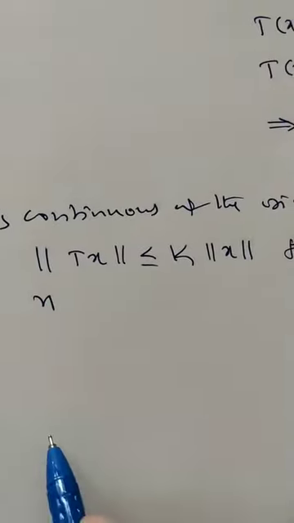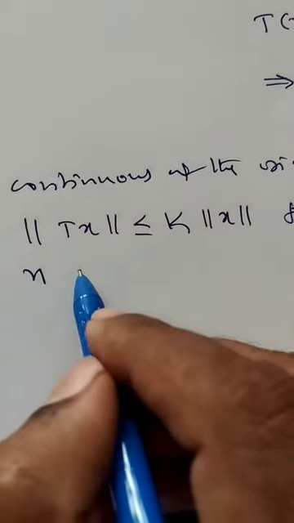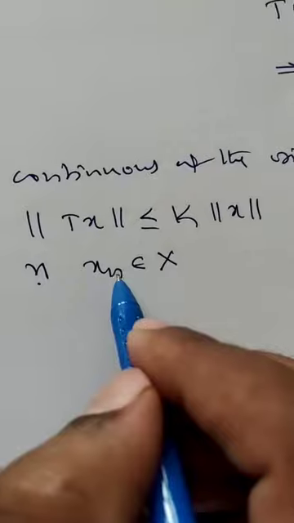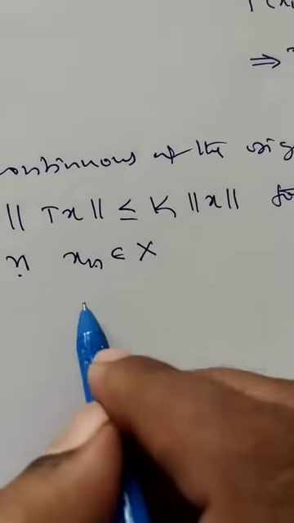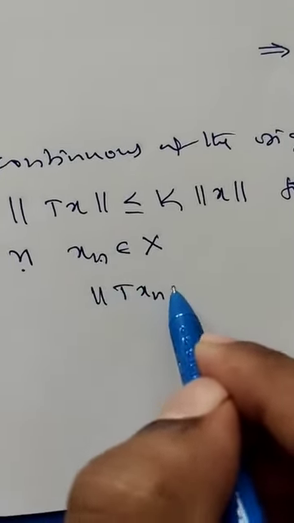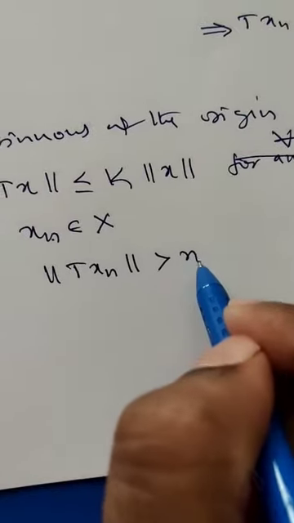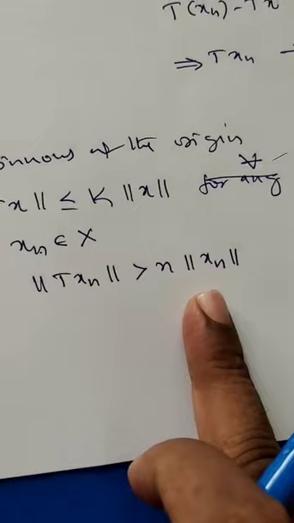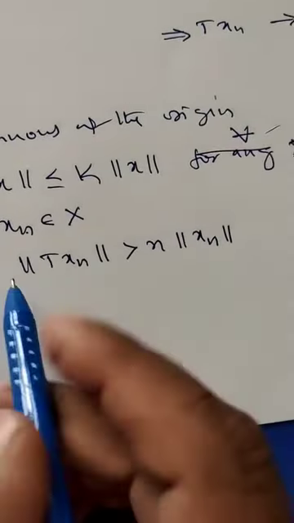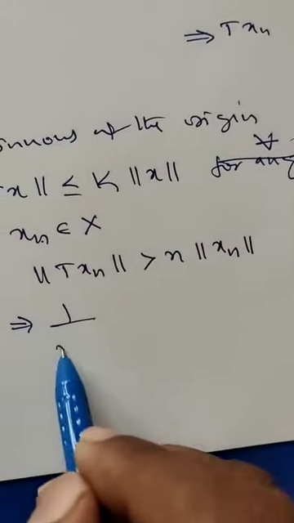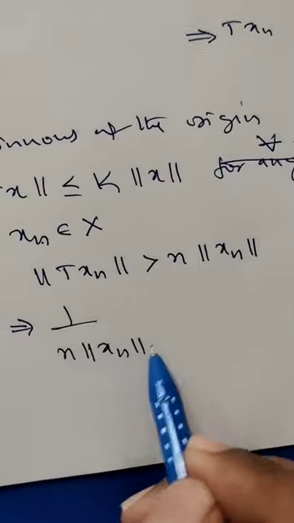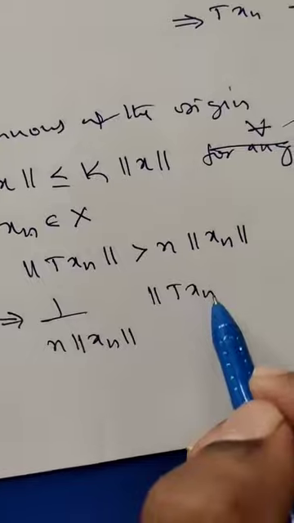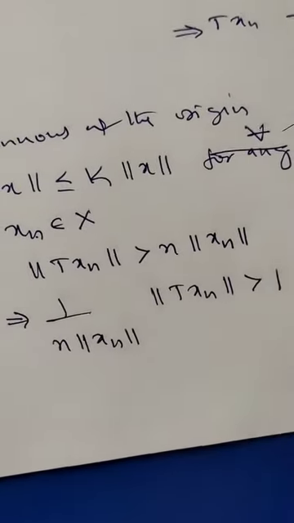Then for each positive integer n, certainly we will find a corresponding vector xn in X such that the norm of T of xn is greater than n times the norm of xn. Definitely this happens. So if this is the case, then this implies that 1 by n times norm of T of xn, over norm of xn, is definitely greater than 1.